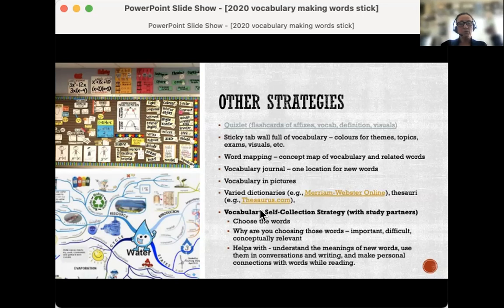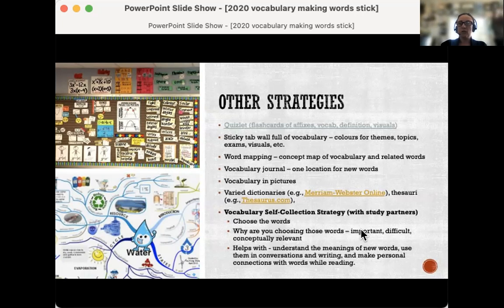And then this is one where you could do a vocabulary self-collection strategy. Typically this is done with partners, maybe a study group. You go through a chapter and you choose words, and you decide why you are choosing these particular words. You each choose your own, let's say 10 or 15, maybe more, but you set it so that only a few are chosen. Then you decide why you chose your words.